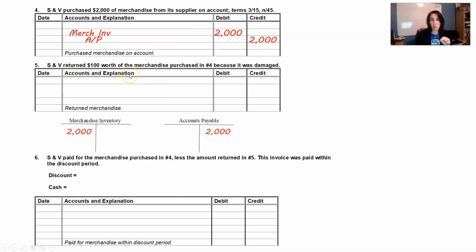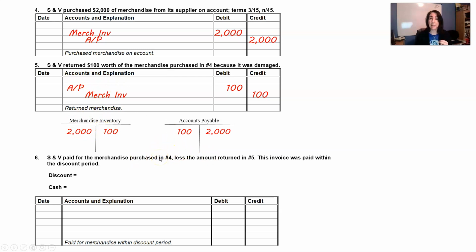Now let's return $100 worth of merchandise, which happens all the time. Things are broken, things are damaged, it happens. If we're sending $100 back, we will reduce the liability by $100 because we're not buying the stuff, and we're going to return the inventory that was damaged. So we will update our accounts accordingly: a debit to accounts payable and a credit to merchandise inventory. All right, so now let's pay. We now have to pay the people, minus this return. So really we've got $1,900 that we owe these people at this point.